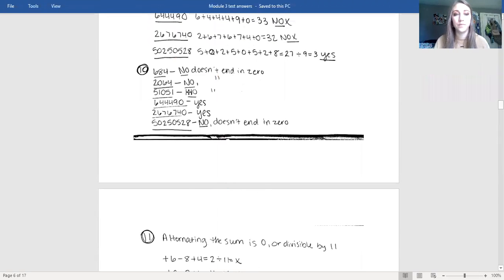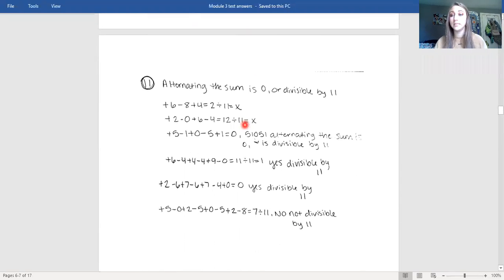For tens, if it doesn't end in a 0, it will not work. Okay, so 684. No, it doesn't end in a 0. Does that one end in a 0? No. Does this one end in a 0? No. This one does end in a 0, so yes, it is divisible by 10. This one ends in a 0, so yes, it's divisible by 10. This one ends in an 8, so no, it's not. It's not divisible by 10.